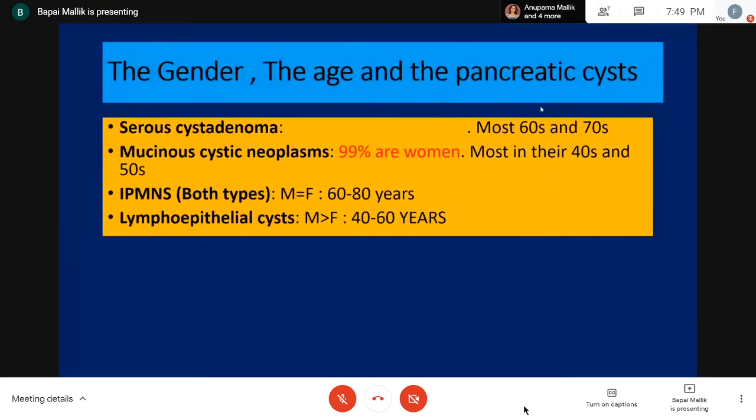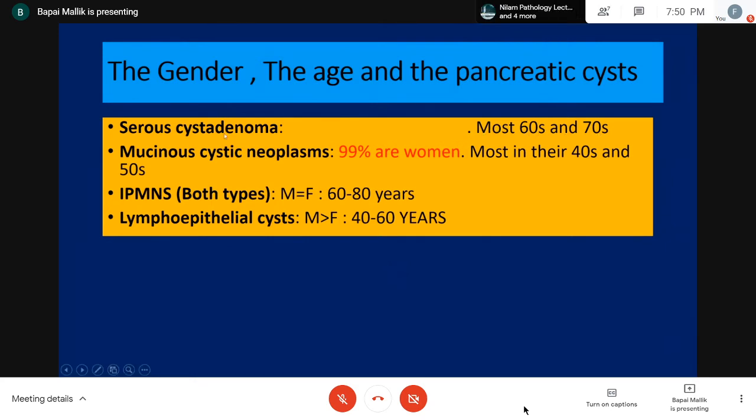So now going to the multimodal approach, first of all, let us look at gender and age in pancreatic cysts. Not quite often we see such a kind of grouping. Let's look at these pictures very carefully. For serous cystadenomas, most of them are in the 60s and 70s, and almost 75% of them are women. So serous cystadenomas: women in the 60s, 70s, and also in the 80s.